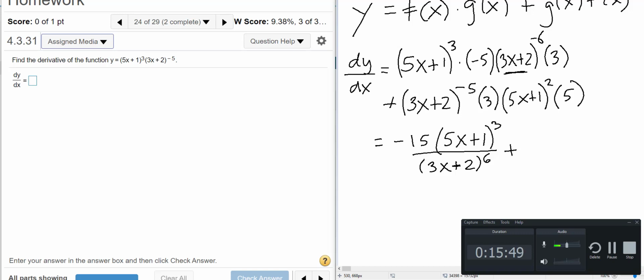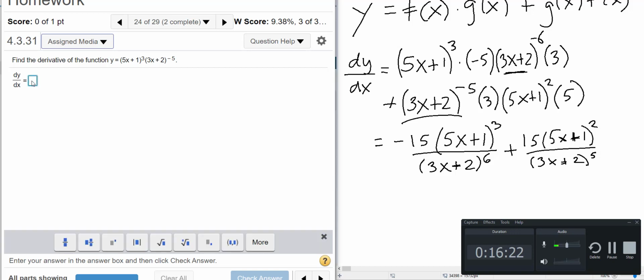Plus, this time I have a 5 and a 3, 15. (5x plus 1) squared over (3x plus 2) to the fifth. So again, negative exponent, this base goes to the denominator, becomes a positive 5. Now, I could get a common denominator and add these, but I don't think I have to, so right now I'm going to leave it like this.